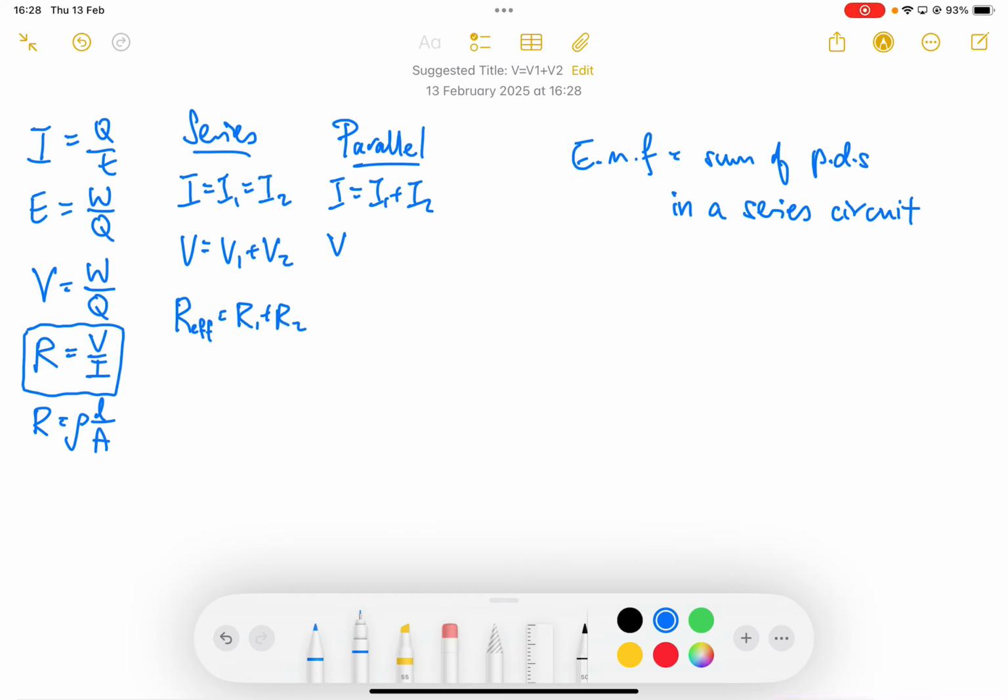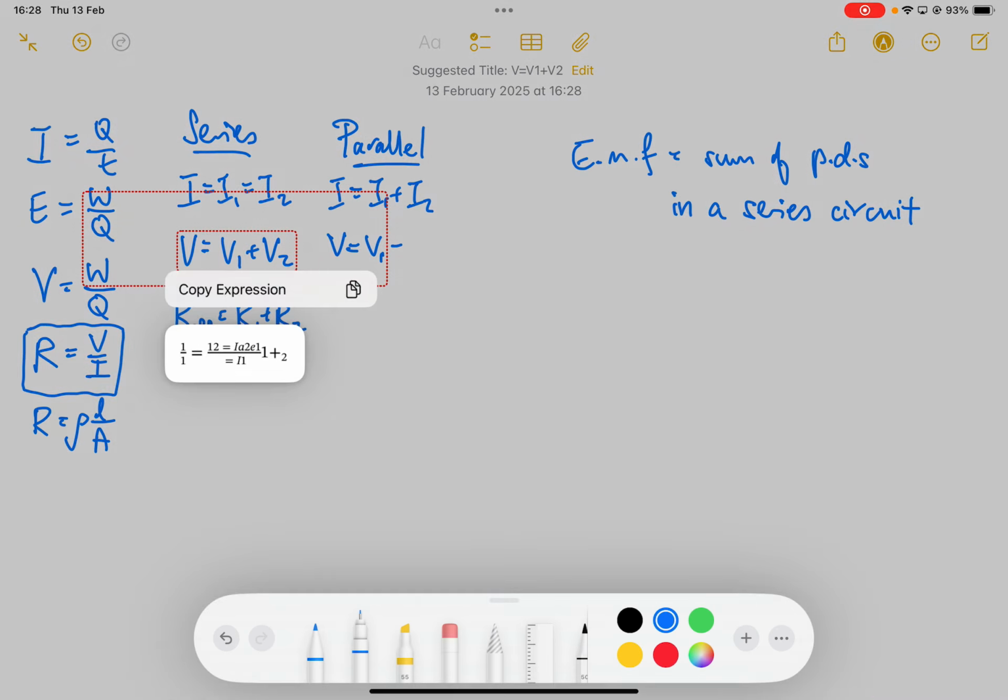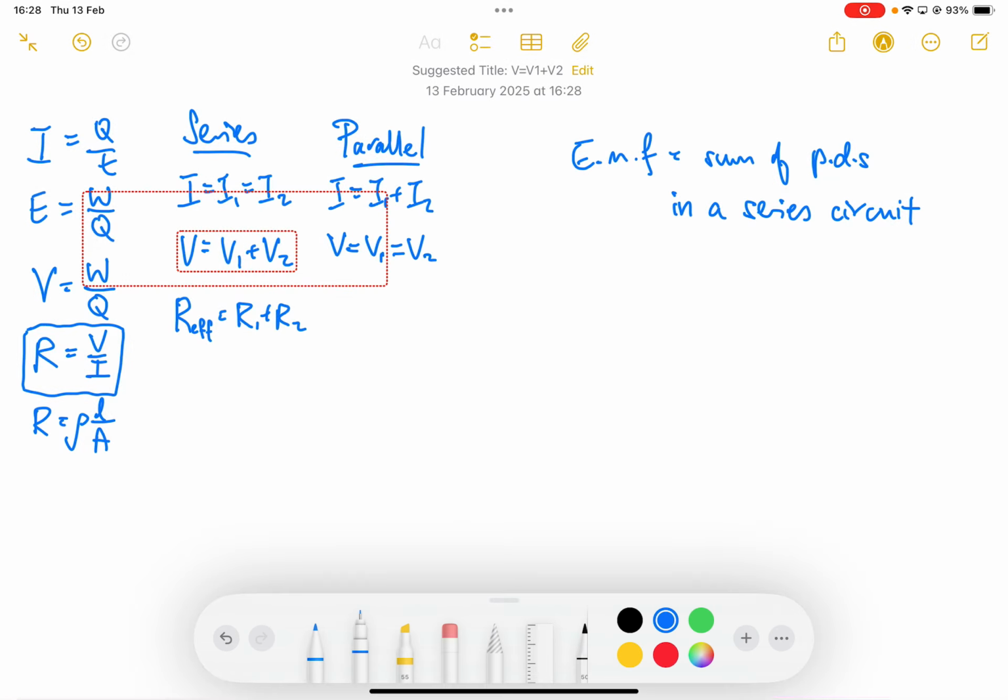Okay, V is constant. Or you can write V equals V1 equals V2 lah. Okay, then? Good. Okay, thank you.